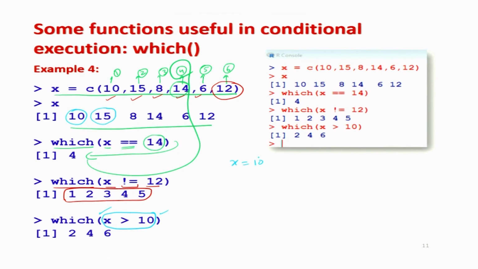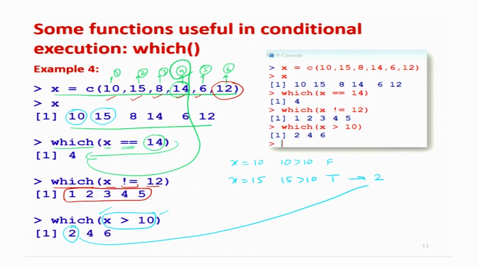So, if I take x equal to 10, it will compare 10 greater than 10, and the answer is false. So, it will not be reported. Then it comes to the next value, x equal to 15, and it checks 15 is greater than 10, the answer is true. So, it will report the position of the number 15, which is at 2. So, this 2 is going to be reported, and similarly it will go for x equal to 8, x equal to 14. At 14 the answer comes out to be true, and 14 is at position number 4, you can see here, right.